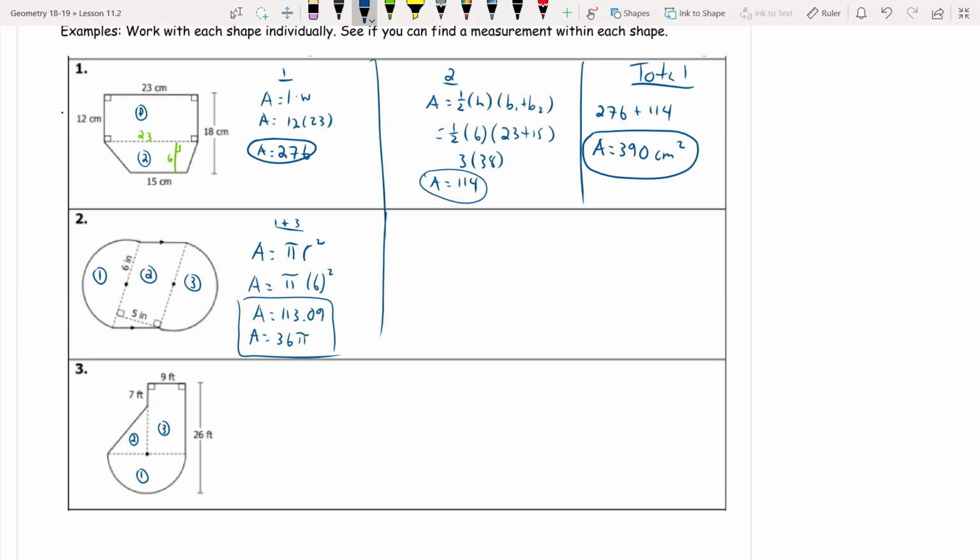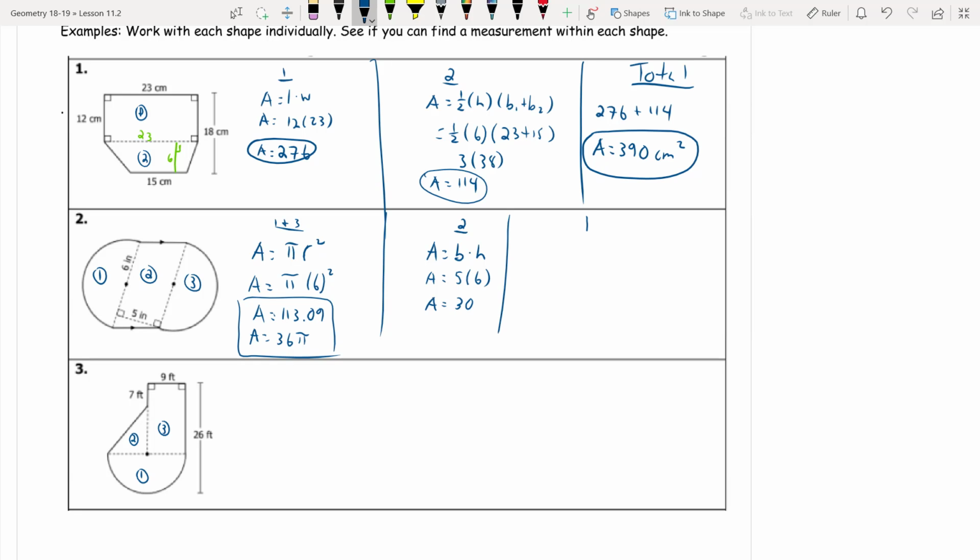If they ask you to leave things in terms of pi or get exact answers, you'd use pi. Otherwise, you're going to use the decimal approximation. My second figure is a parallelogram. So I'm going to do my area equals my base times my height. My base is 5, and my height is 6. So the area simply is 30.